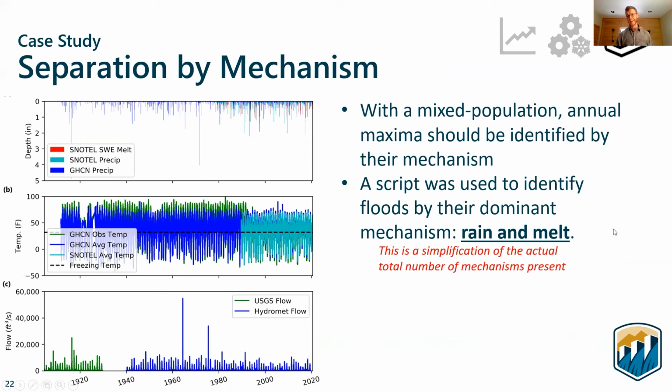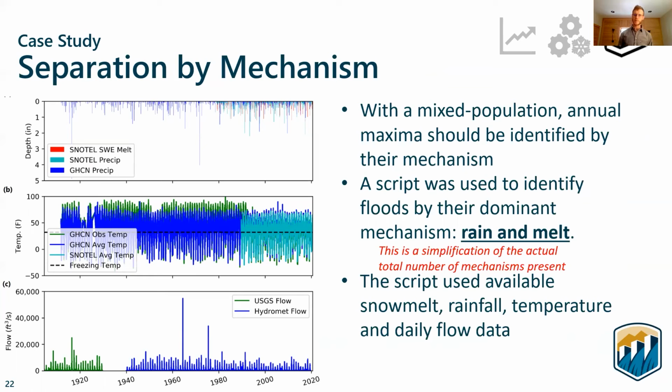And this is simplification, right? When you're talking about a mixed population, a rain event without any snow is different than a rain event with snow, and that's different than just snow by itself. And you could continue to make distinctions until your mixed population is about 10 different populations. And so here we're simplifying it, just identifying 2. And so I used a script to use all of this data and try to actually identify the mechanism.